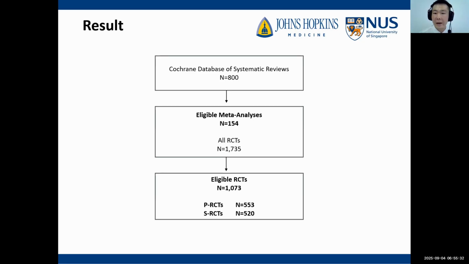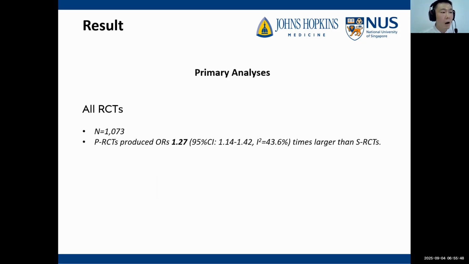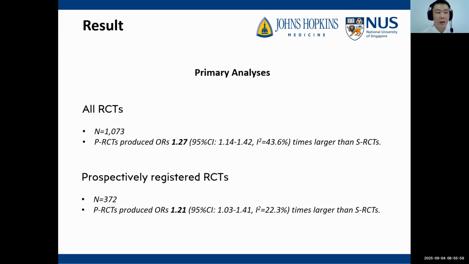So far, we have screened 800 Cochrane reviews and identified 154 eligible meta-analyses with 1073 eligible RCTs, including 553 PO-RCTs and 520 SO-RCTs. Among all 1073 RCTs, PO-RCTs produced odds ratios about 1.27 times larger than SO-RCTs. Similarly, among 372 prospectively registered RCTs, PO-RCTs produced odds ratios 1.21 times larger than SO-RCTs.